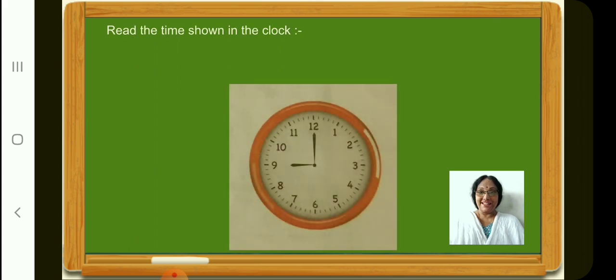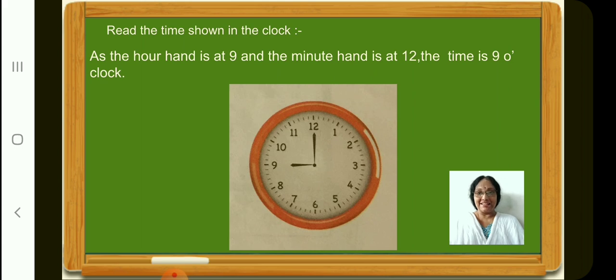Now children, let us read the time shown in the clock. Where is the hour hand? At 9. And where is the minute hand? At 12. Therefore, the time is 9 o'clock. As the hour hand is at 9 and the minute hand is at 12, the time is 9 o'clock.